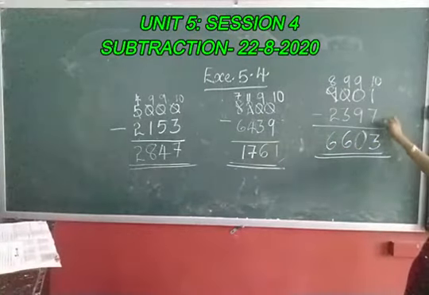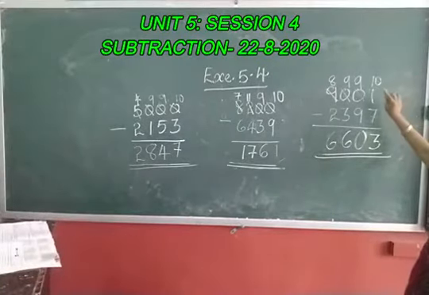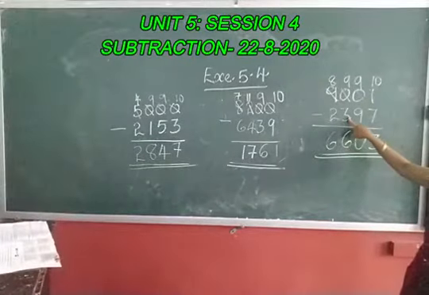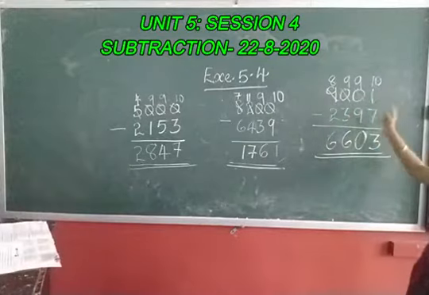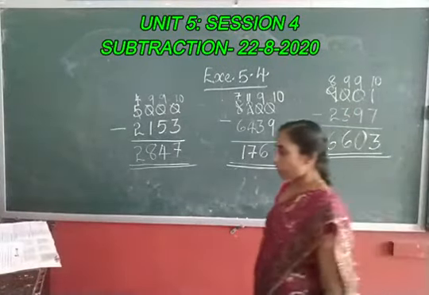Check it. 7 plus 3, 10. Carry over 1. 1 plus 9, 10. Again 1 is carried over. 1 plus 6, 7. 7 plus 3, 10. Again 1 is carried over. 7 plus 2, 9. Okay. Next question.